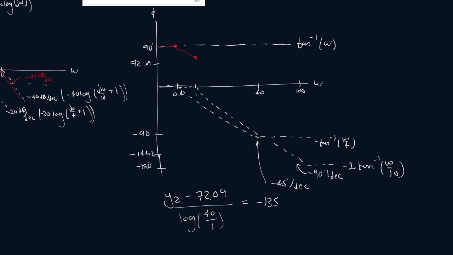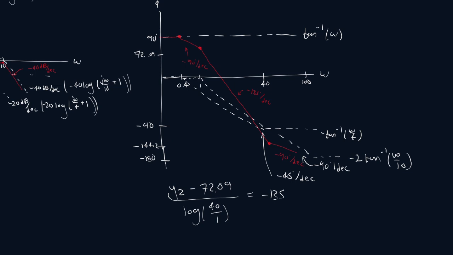So somewhere here. And this has a slope of minus 135 degrees per decade. This one has a slope of minus 90 degrees per decade. And then after that, this goes to 0. So now we're back, but now we have a slope of minus 90 degrees per decade. And yeah, that should be it.